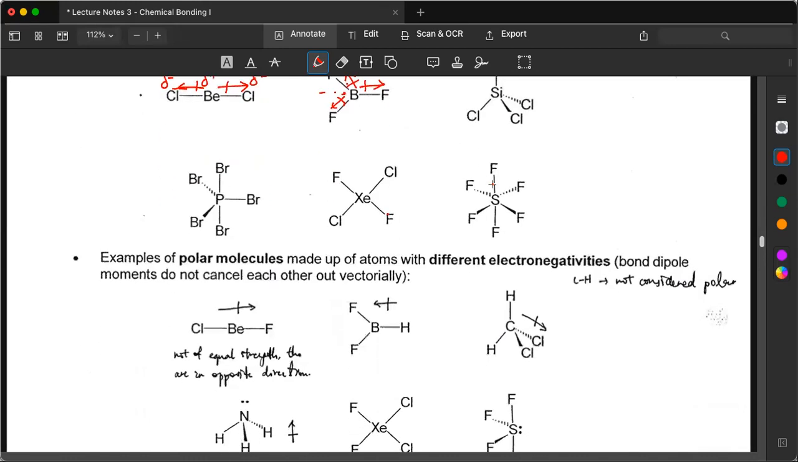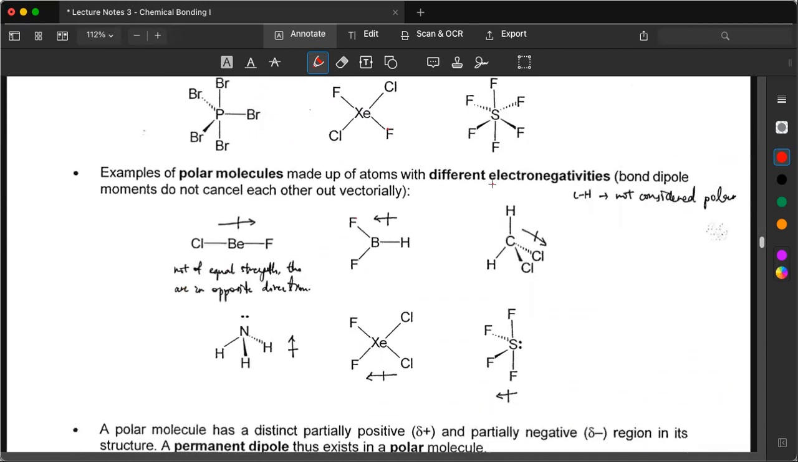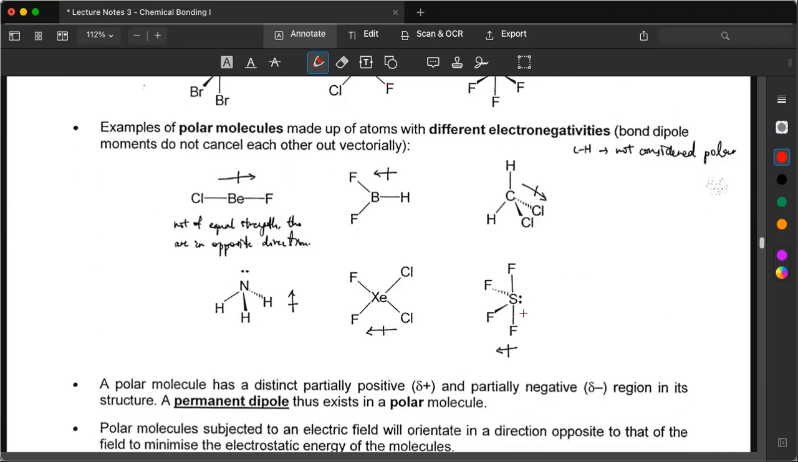Examples of polar molecules made up of atoms with different electronegativity. The bond dipole moments do not cancel each other because Cl and F are atoms of different electronegativity. So there's a net dipole moment. Same for here because this is different from this. Same for here, here, and here. This one is a bit bent, so the dipole moment is not 0 here because of the lone pair.